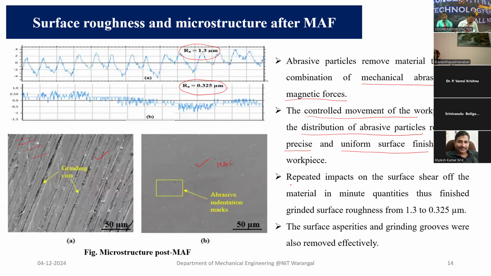So we get repeated impacts on the surface, okay, and then shearing off takes place from the peaks, and finally in this particular trial experiment we got 1.3 micrometers to 0.325 micrometers. So the surface asperities or grinding grooves are removed effectively by this process. Okay, so this is what magneto-abrasive finishing is, and the surface finish that we observed and the microstructure that we observed.